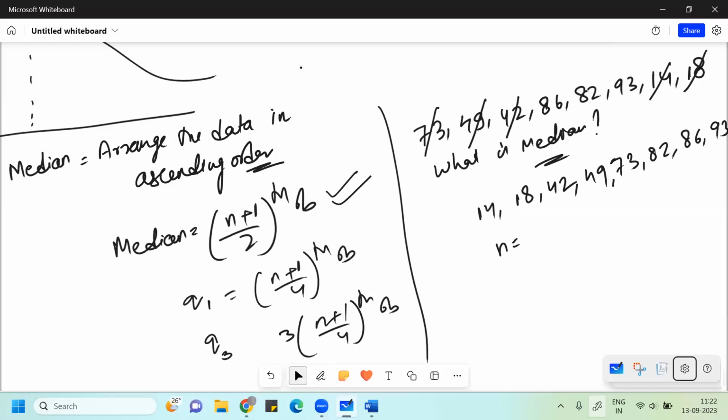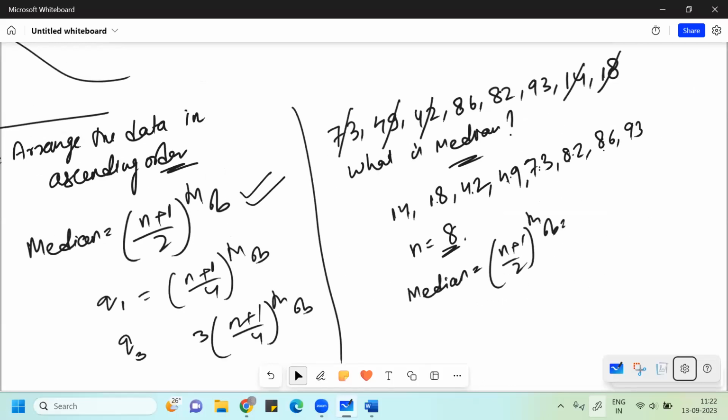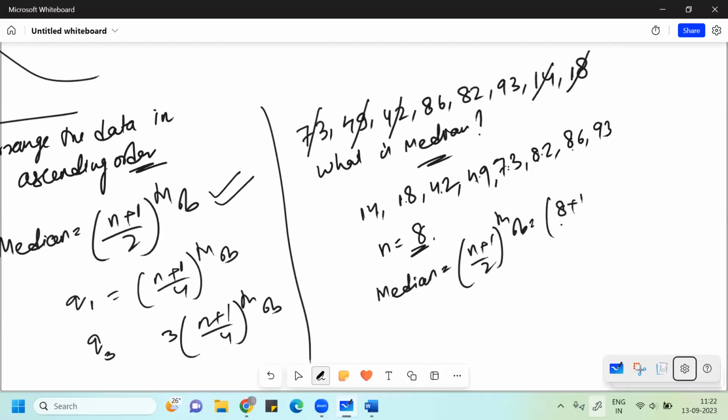Then count the number of terms. How many terms are there? 1, 2, 3, 4, 5, 6, 7, 8. 8 observations are there. If you have 8 observations, what is your median? The formula of median is (n plus 1) by 2 observation. So your median would be (8 plus 1) by 2 observation. 8 plus 1 is 9, 9 by 2 is the 4.5th observation.